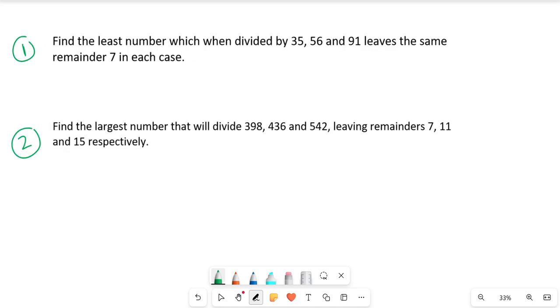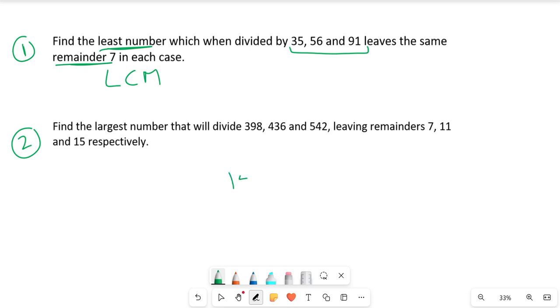Then for HCF LCM, we have these kinds of questions, and the most common confusion among students is whether to find LCM or to find HCF. Now here if you see, the least number which when divided by these numbers, so the number will be bigger and it should be divisible by all the three numbers given, 35, 56, 91. So I need to find LCM over here. Since the remainder should be the same, which is 7, what will I do? Let me explain with an example.